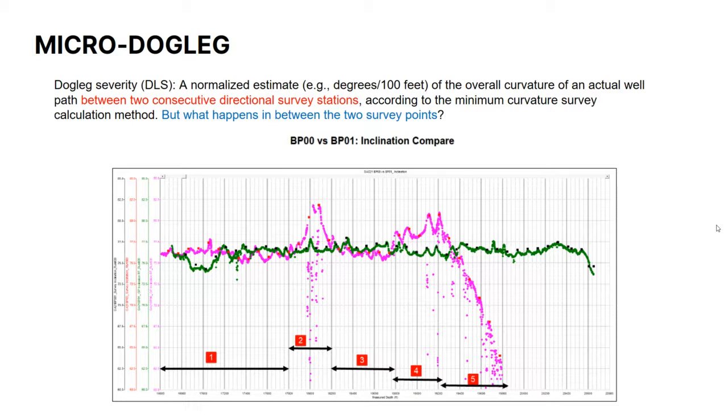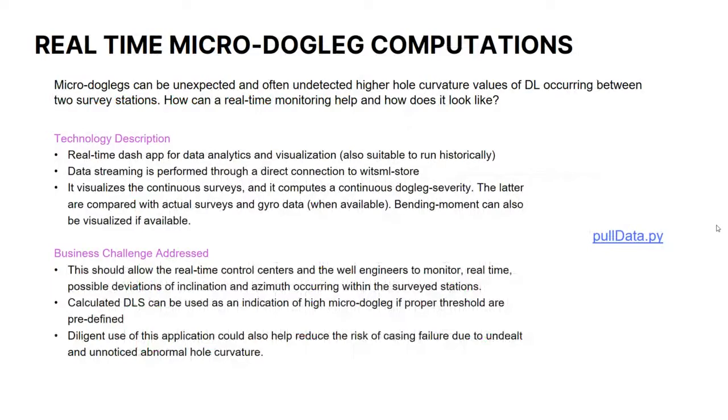But if we have a different inclination, we most likely have a different azimuth than what we expect, which leads to a different dogleg. And that's what happens. Micro-doglegs are all those continuous doglegs that we cannot see between the stations. And if we have too high a micro-dogleg, that means a high hole curvature, which can cause casing damage. And I mentioned before, and we will see what that means.